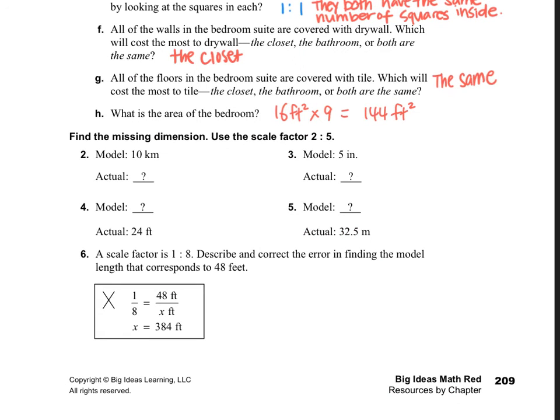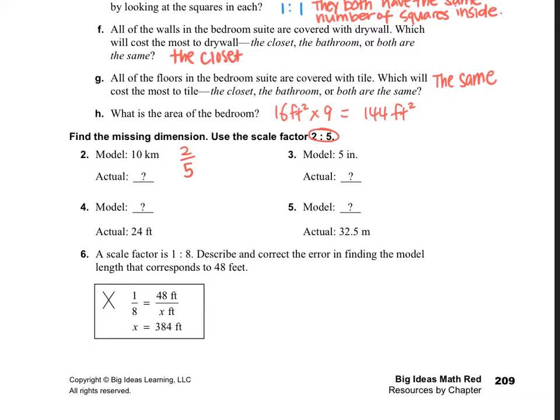The bottom questions are finding the missing dimension, and you are using scale factor 2 to 5. That means you don't have different units. The questions are going to have the same unit. So let's go ahead and take a look. I am always going to use a scale factor of 2 to 5. And my first number is always going to be on the top, second number is going to be on the bottom, which means model first and then the actual one.